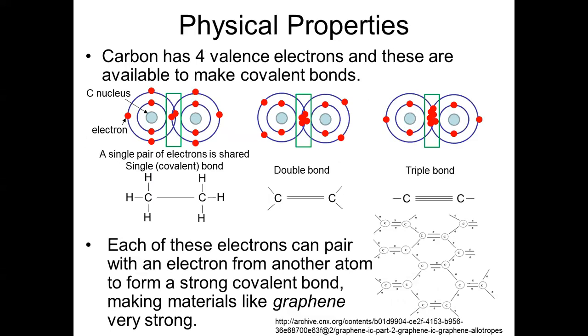So this is a look at the different types of bonds that we would have in carbon. The first shows us a single bond in carbon, and this is a typical configuration. If we look at the middle, we can see the double bond in carbon, and then on the right is the triple bond in carbon. And these make the material very, very strong. Each one of these electrons can pair with an electron from another atom to form a strong covalent bond. And again, this makes things like graphene, like this sheet over here, very, very strong.